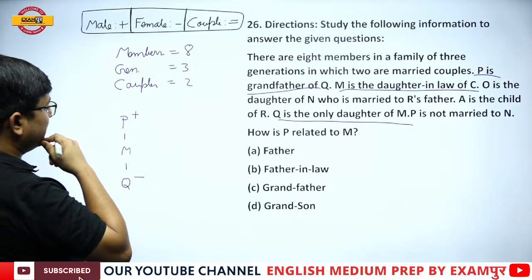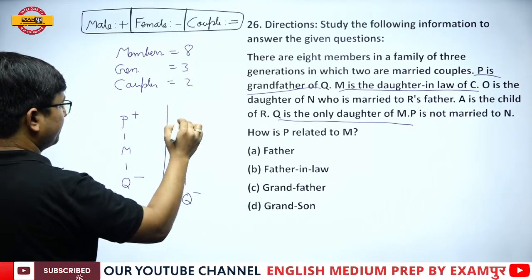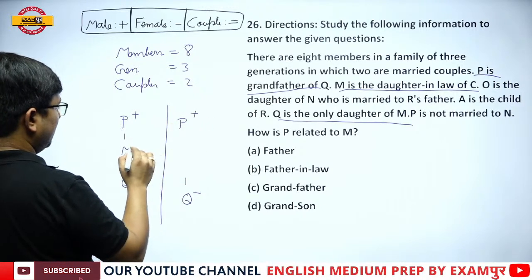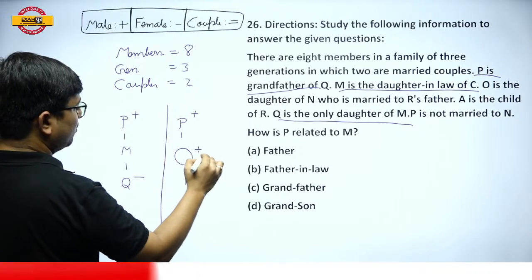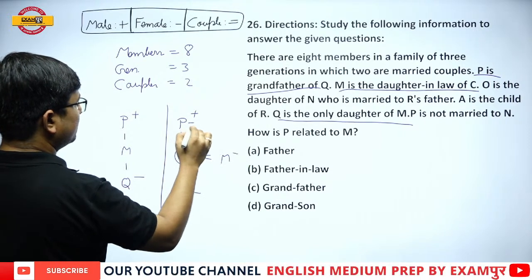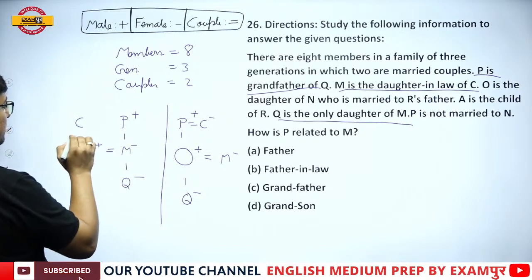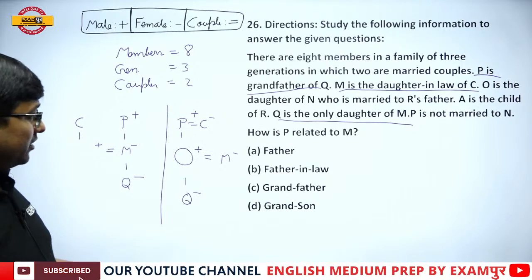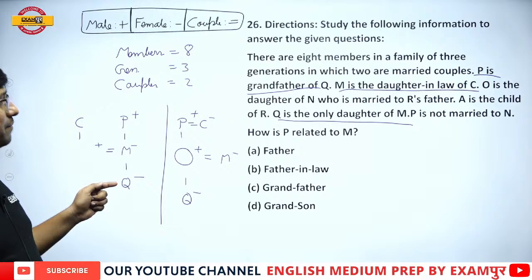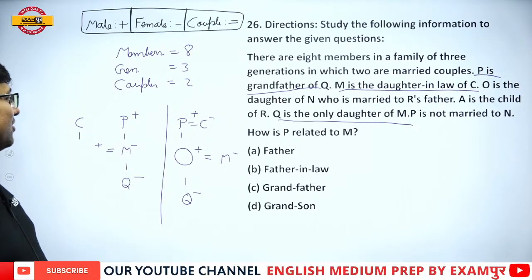Now, see, very important. Now, two things can happen. M is the daughter-in-law of C, can be in this manner, or M is the daughter-in-law of C, can be there in this manner. Two things can be there. So now I will repeat it again. P is the grandfather of Q. M is the daughter-in-law of C.